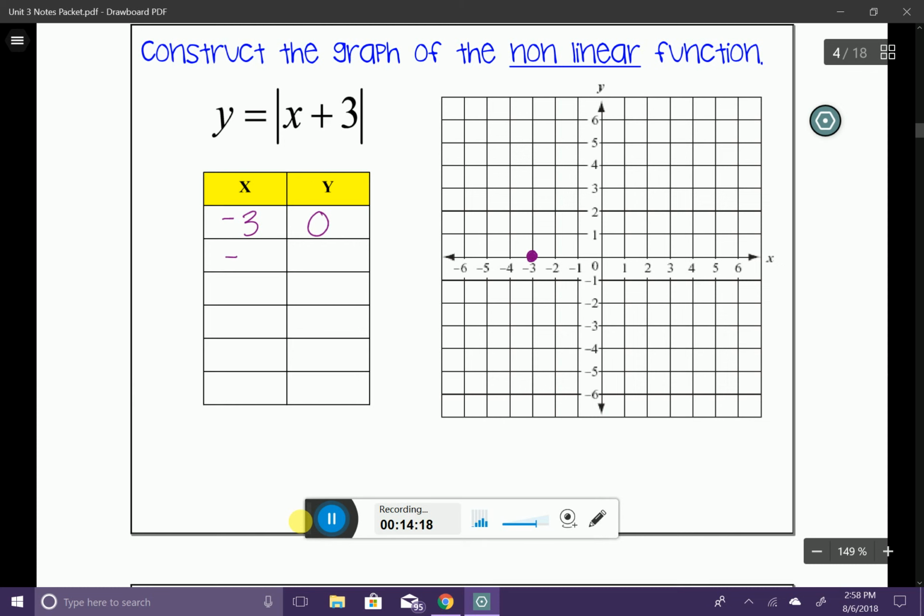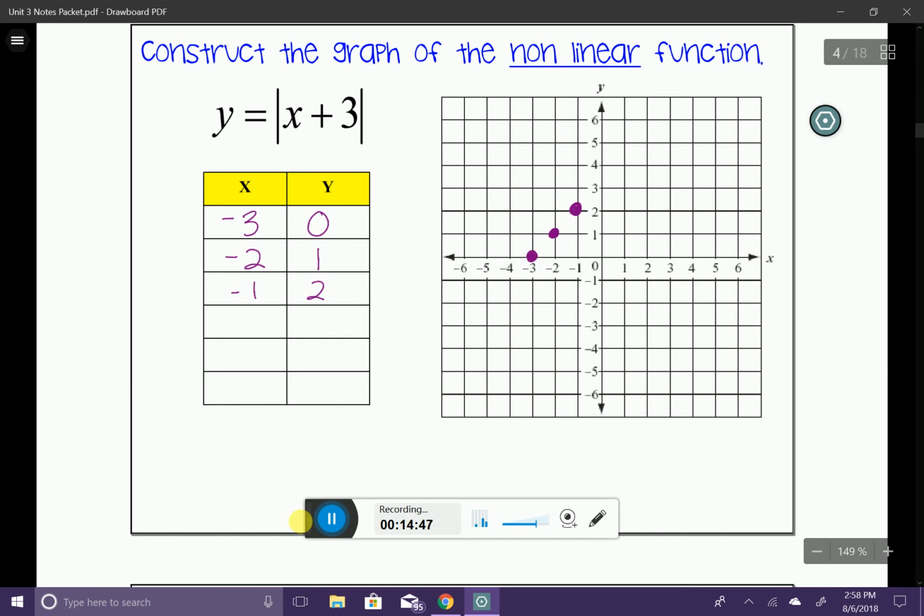And what do we have here? -2, 1. And -1, 2. And you might be noticing a pattern that this side is going to continue to go upward, 0, 3, 1, 4. So let's go figure out the other side. Let's go ahead down to, sorry, that was -1, 2. There we go. Let's go to the other side here.